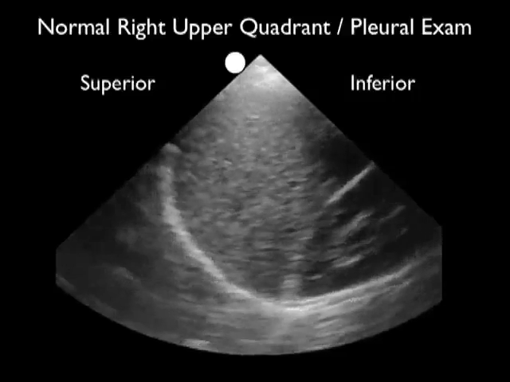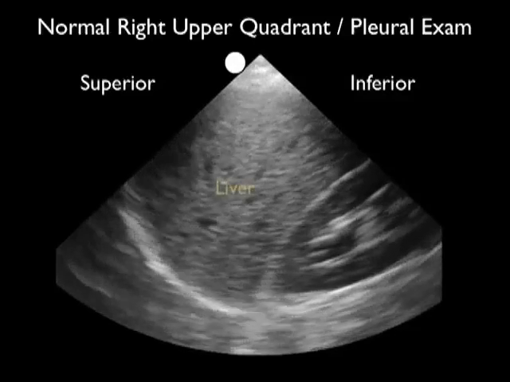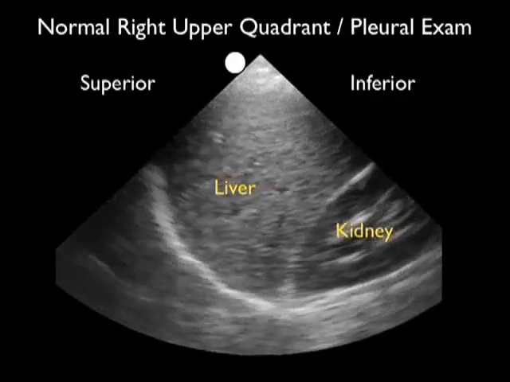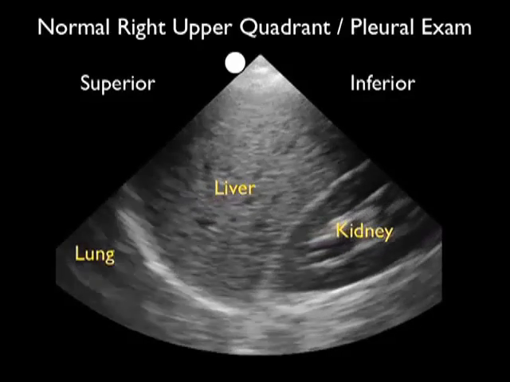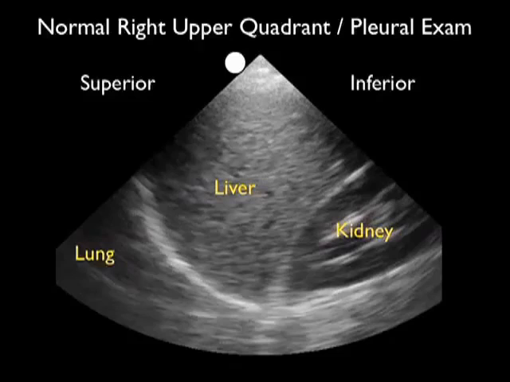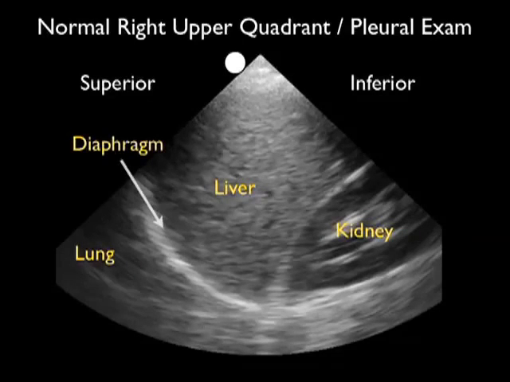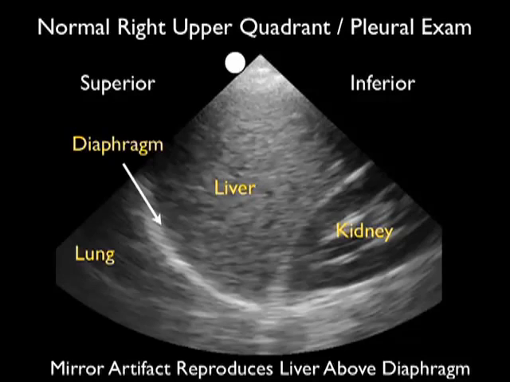Now that we know how to perform the ultrasound examination for pleural fluid, let's take a look at a normal right upper quadrant pleural examination. The probe is configured in a long axis type orientation with a marker towards the patient's head. So we see superior to the left, inferior to the right. The liver is in the middle of the image, and let's look above the liver. Here we see the diaphragm, that curving white line which is moving up and down as the patient breathes, and to the left or superior to the diaphragm is the thoracic cavity.